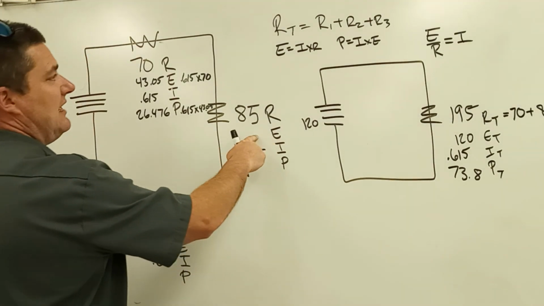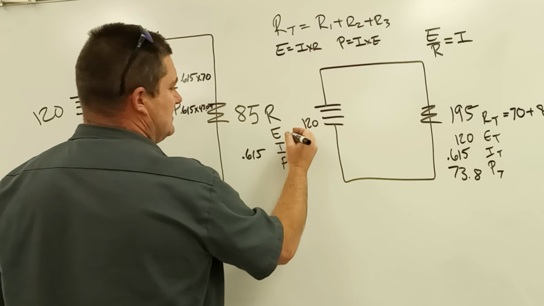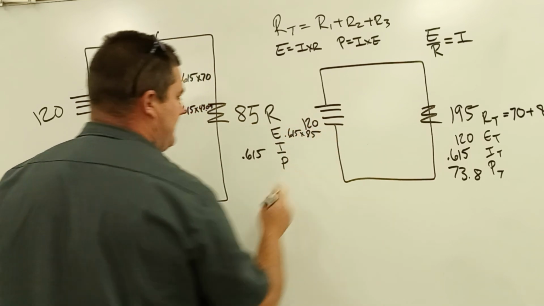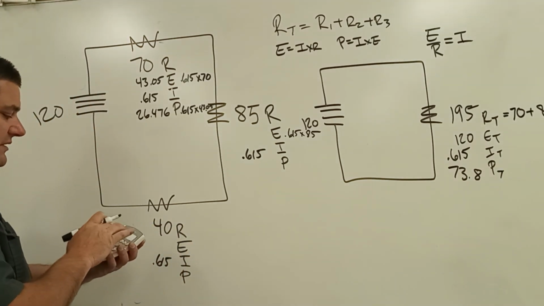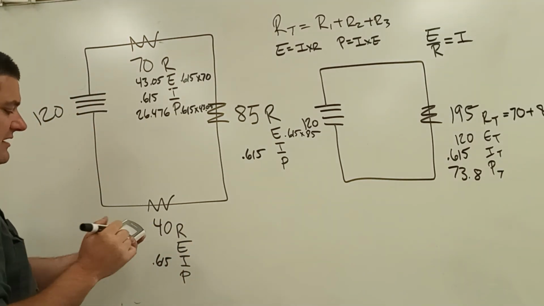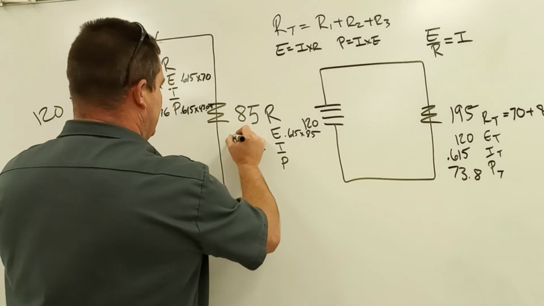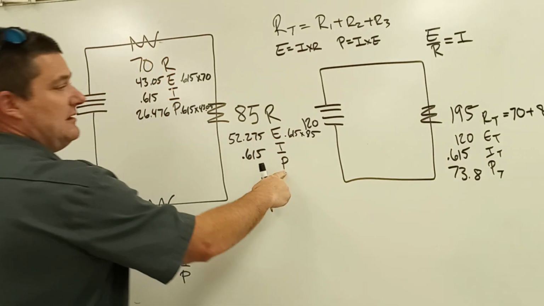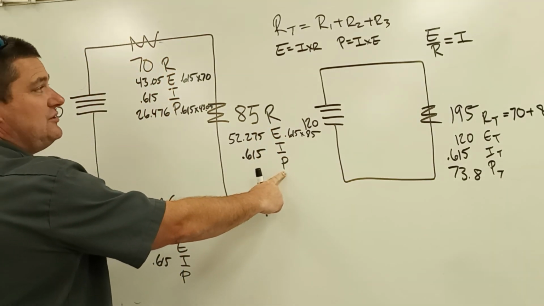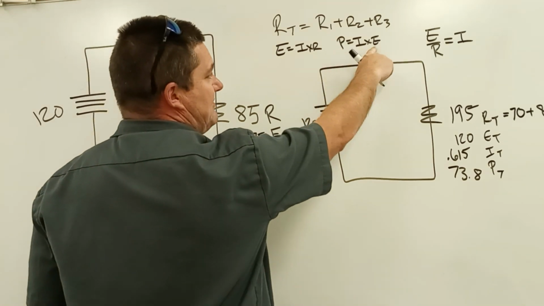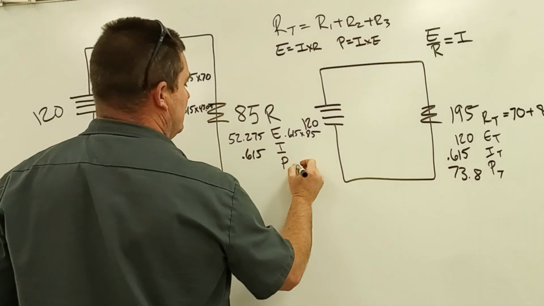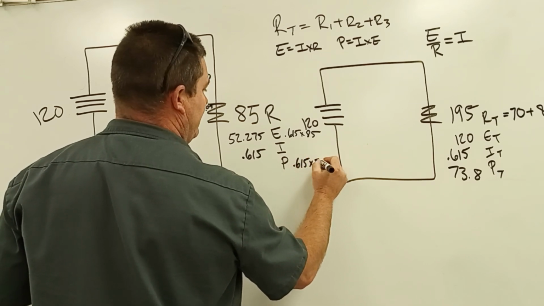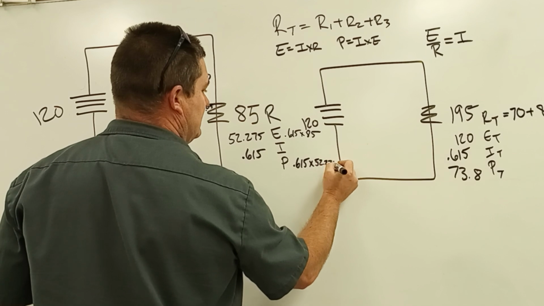So the E, I times R, so 0.615 times 85 equals 52.275. Now we're going to calculate our wattage. Wattage equals the amps times the volts. So we have 0.615 times 52.275.